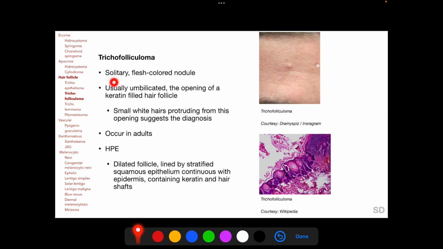Trichofolliculoma appears as a solitary, flesh-colored nodule as seen here in this picture, and they are usually umbilicated because of the opening of a keratin-filled hair follicle, and small white hairs protruding from this opening actually suggest the diagnosis of trichofolliculoma. They occur in adults. And on histopathology, trichofolliculoma shows a dilated follicle lined by stratified squamous epithelium continuous with the epidermis and containing keratin and hair shafts. So in this picture, this is the inside of the hair follicle, which is lined by stratified squamous epithelium and containing keratin and hair shafts.